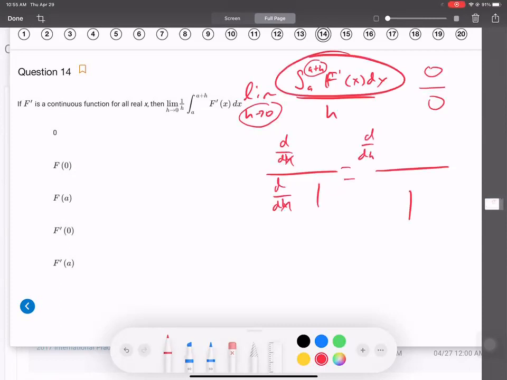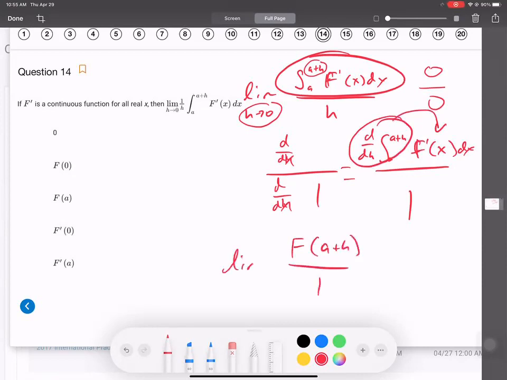And what happens when I take the derivative of this guy? d over dh, integral of a plus h, f prime of x dx. If you remember, this is our fundamental theorem, so we just plug it in. So we end up with capital F of a plus h over 1. And then take the limit, h gets closer to 0 again. When I do this, if I plug in 0, we have f prime of a over 1. And that is a valid answer.